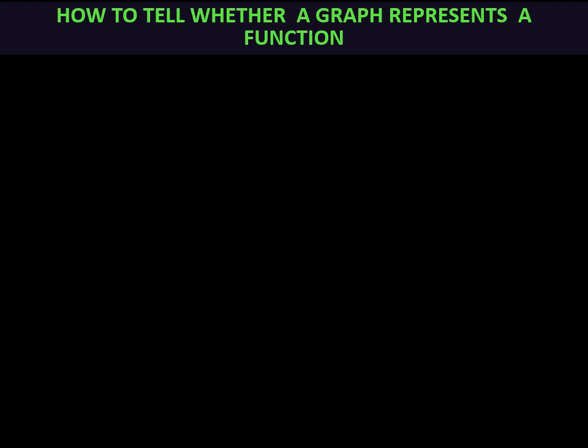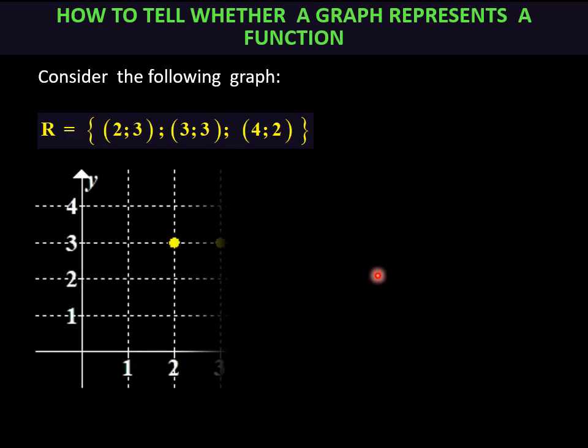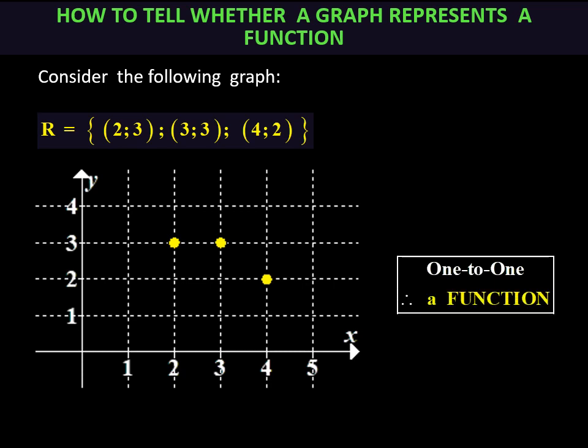Now we're going to look at a graph and determine from the graph whether it represents a function or not. Right? Let's consider the first one. There we have 3 points. If we plot those 3 points, let's see what we get. There are the 3 points. Let's look at it now. 2, 1 output. 3, 1 output. 4, 1 output. So this is a one-to-one, and a one-to-one definitely represents a function.